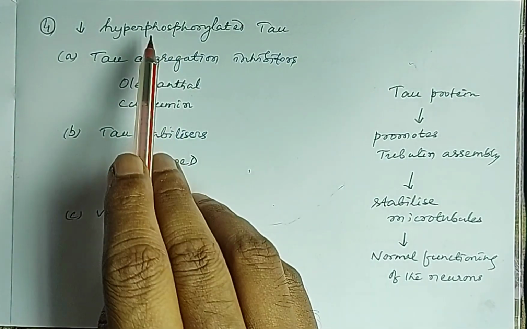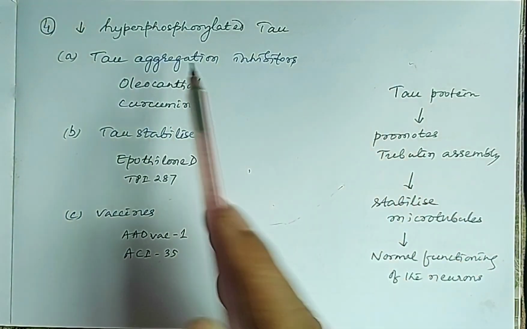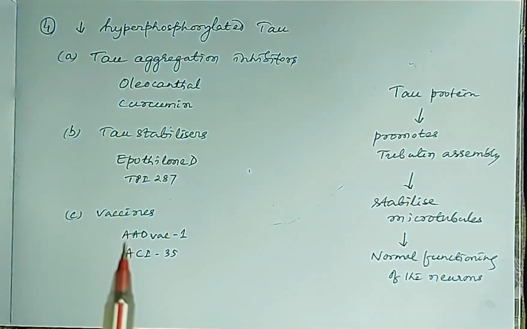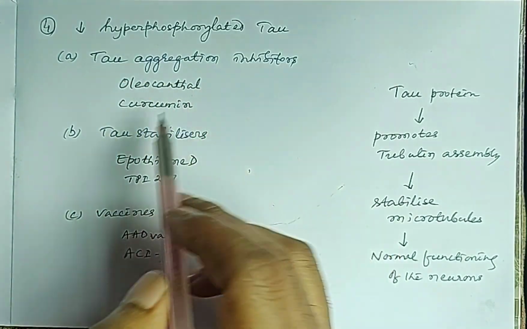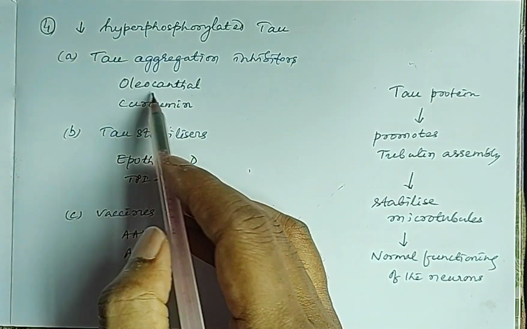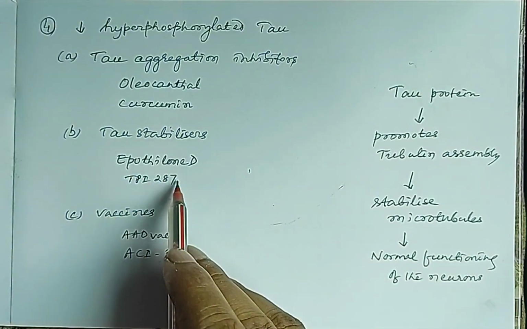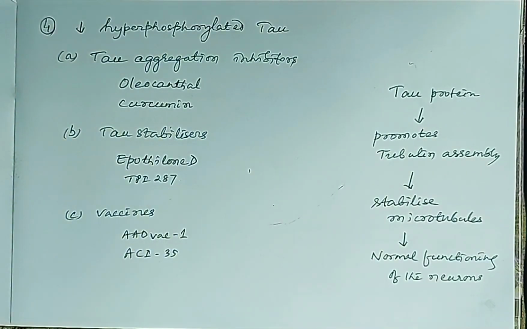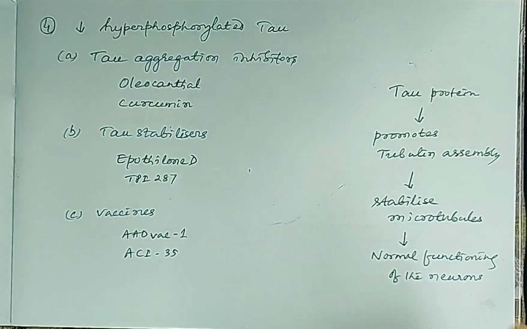Then there is the group of drugs which decrease the hyperphosphorylated tau by inhibiting the tau aggregation, by stabilizing the tau, and recent developments are some of the vaccines. So tau aggregation inhibitors like curcumin, the natural drug curcumin, oleocanthal, tau stabilizers like epothilone D, and this is a code name of a newly developed drug under development. And some of the vaccines under development are ADVAC1, ACI35.